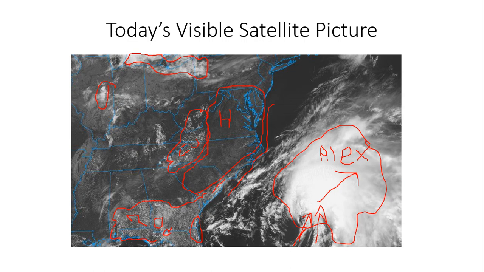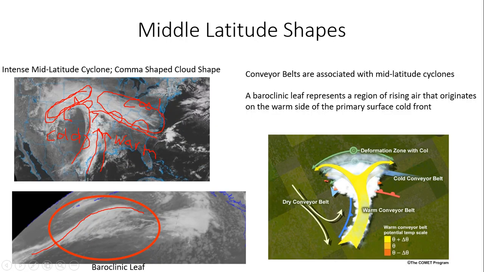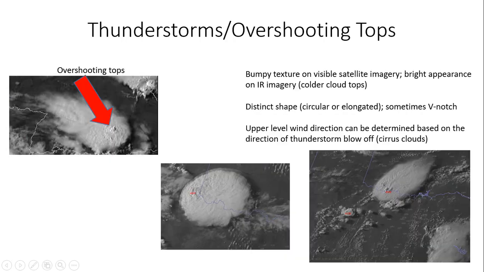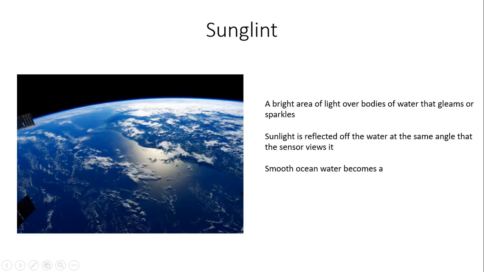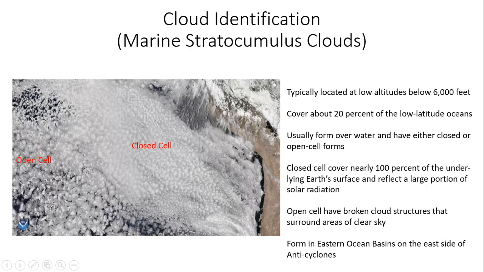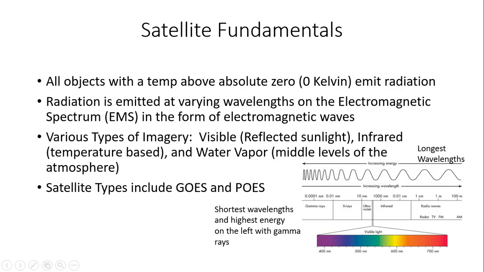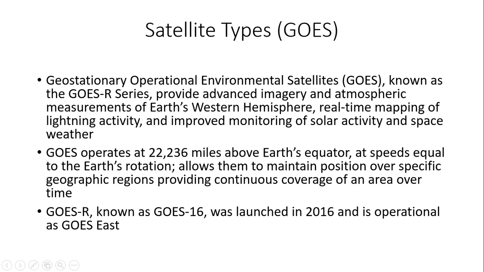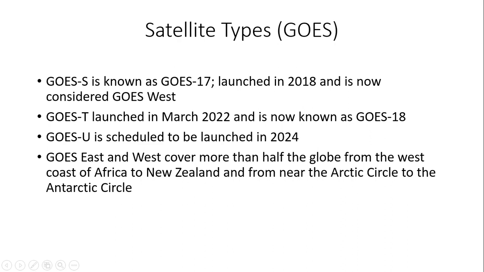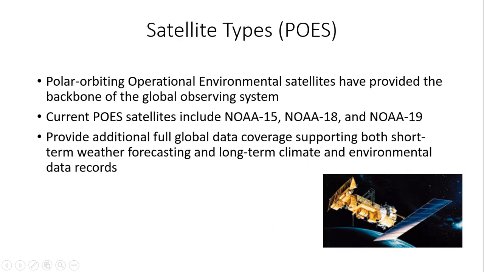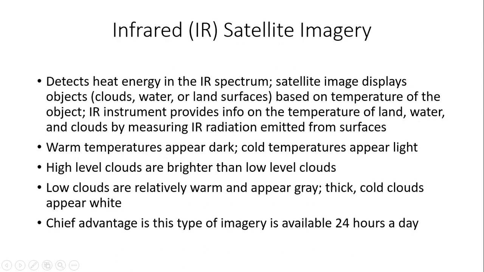All right, that wraps the training up today, everybody. I certainly hope you enjoyed today's training on satellite imagery. We talked about a lot of different things, a lot of basic fundamentals about satellites in general. We talked about looking at the different types of satellites, the GOES, the geostationary satellites, as well as the POES, the polar orbiting satellites. We talked about the three types of imagery that we look at: infrared imagery, IR satellite imagery.